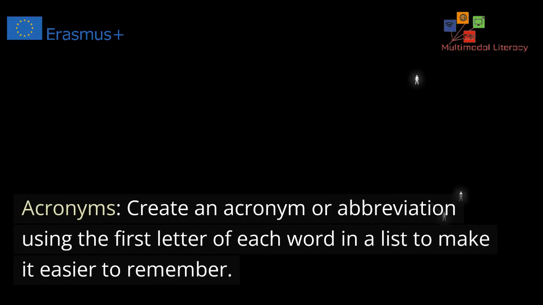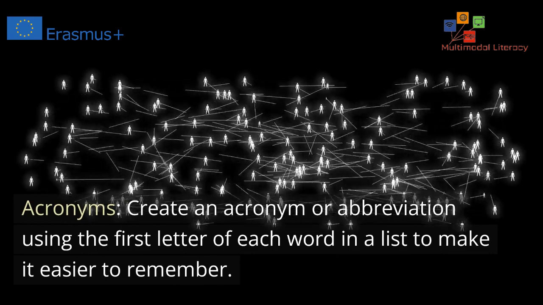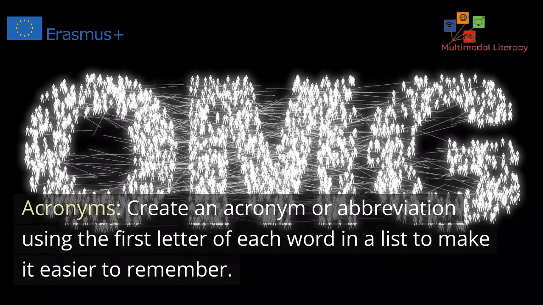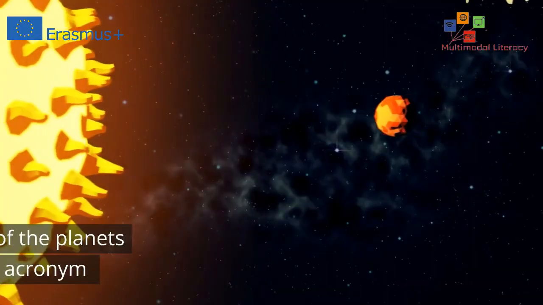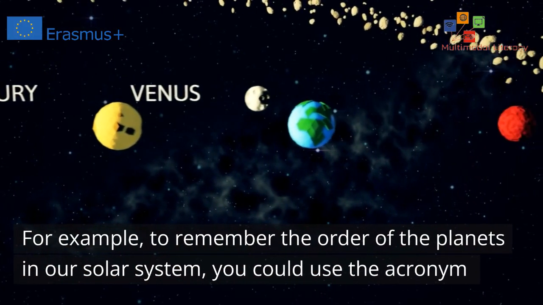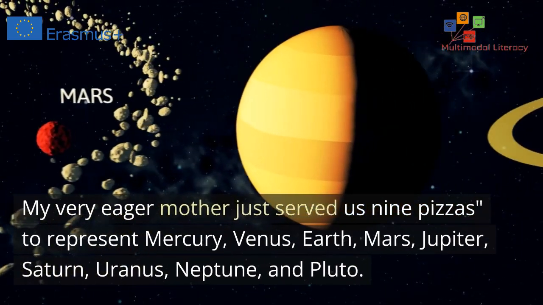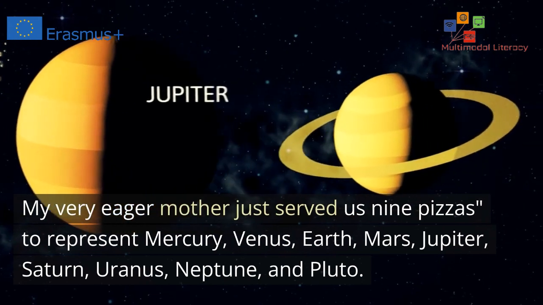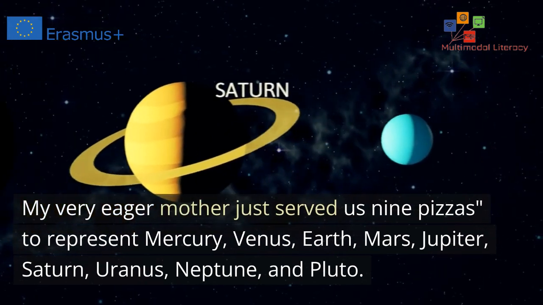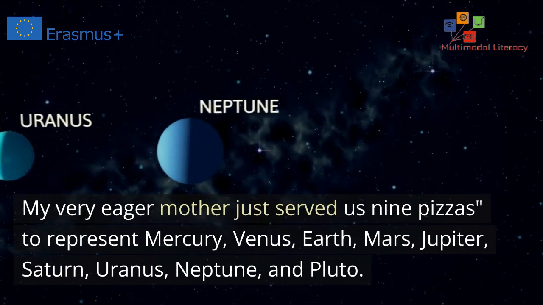Acronyms. Create an acronym or abbreviation using the first letter of each word in a list to make it easier to remember. For example, to remember the order of the planets in our solar system, you could use the acronym: My very Asian mother just served us 9 pizzas. To represent Mercury, Venus, Earth, Mars, Jupiter, Saturn, Uranus, Neptune and Pluto.